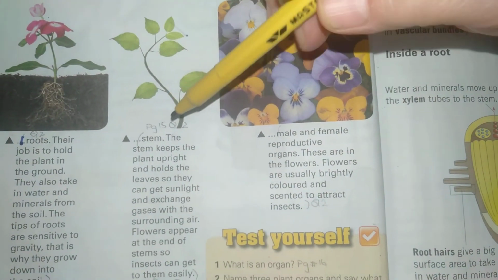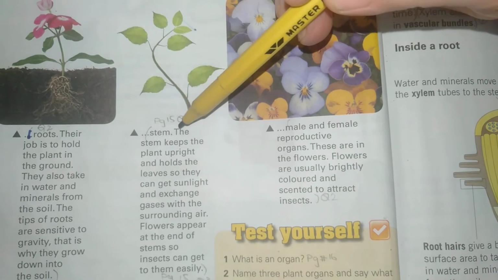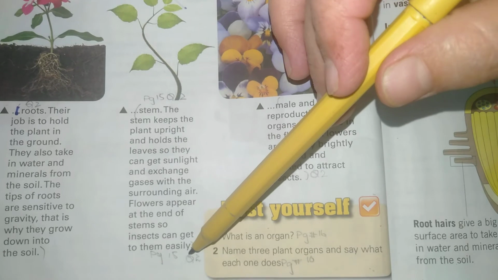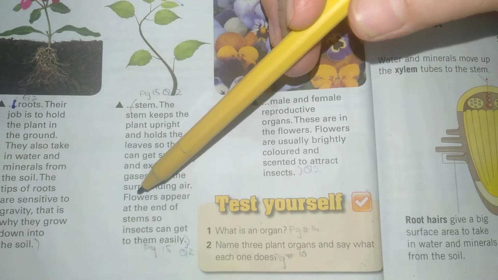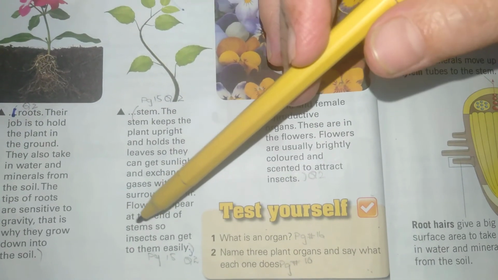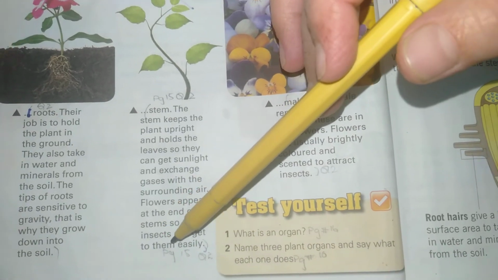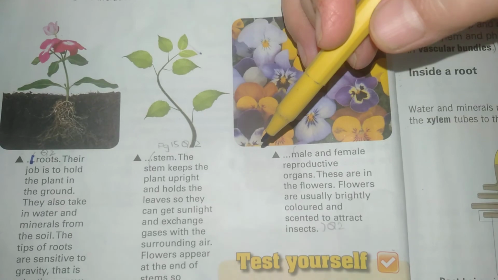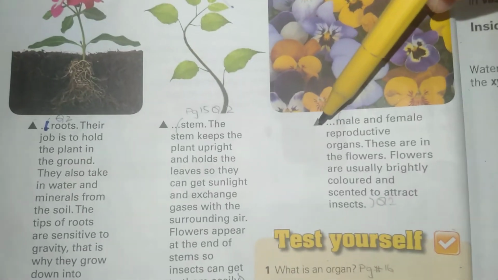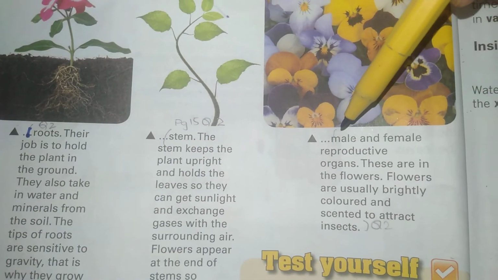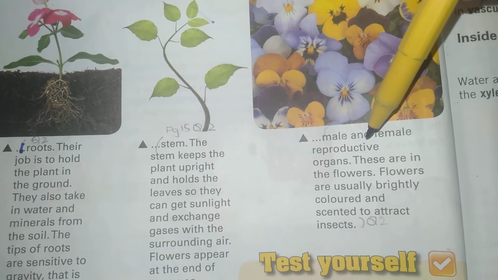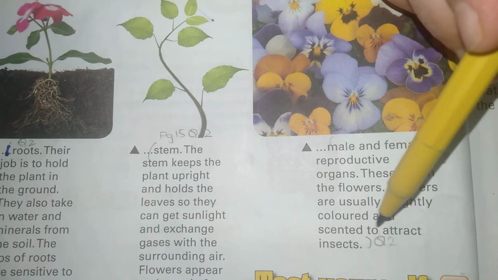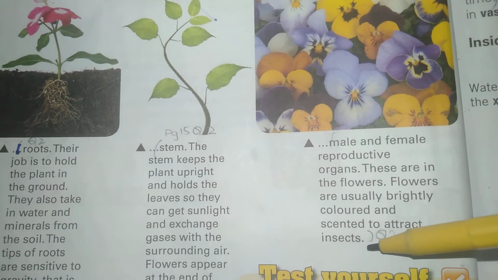And for stem, we have to start from this line. The stem keeps the plant upright up to this line, and flowers appear at the end of the stem so insects can get to them easily up to this. And this is the third organ we will discuss, the flower. We will say that flowers contain male and female reproductive organs, and flowers are usually brightly colored and scented to attract insects up to this.